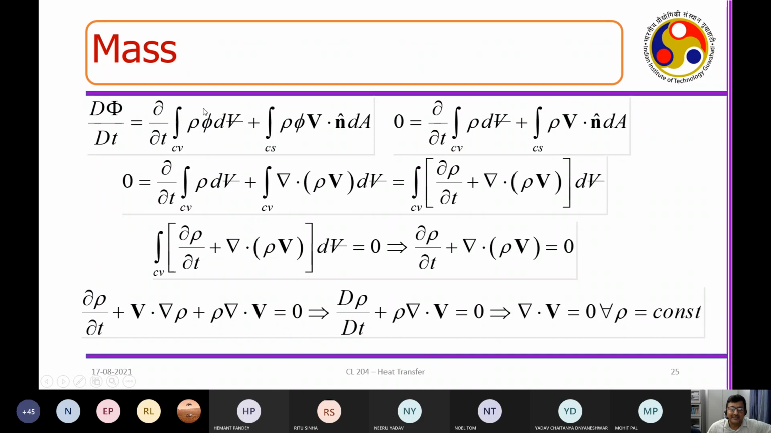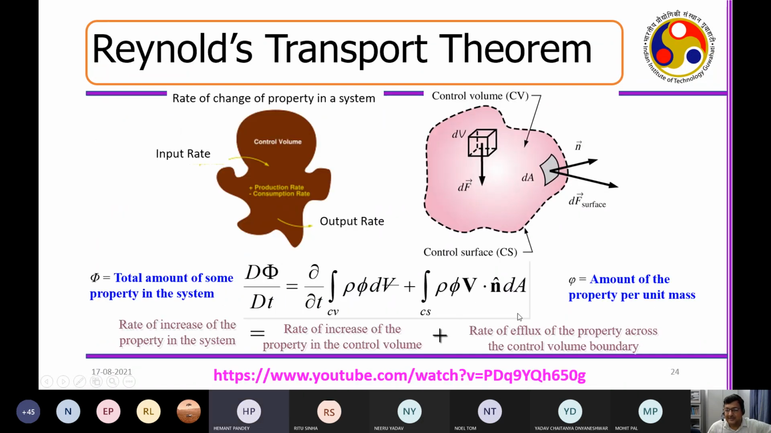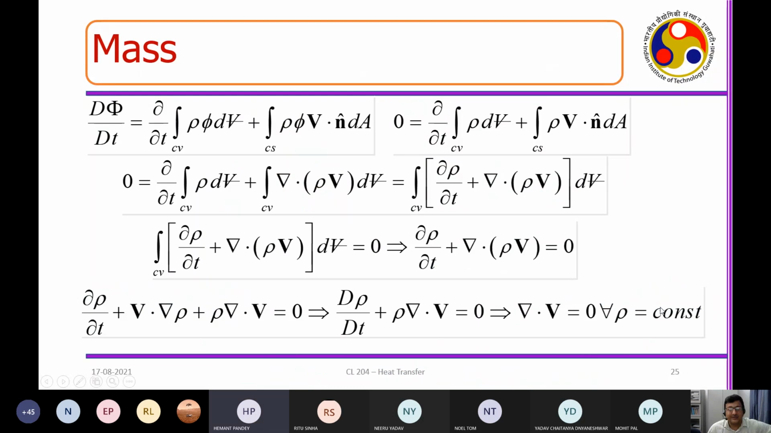What will be my small phi? Small phi is per unit mass, right? So what is my small phi? Small phi is 1, right? So if I put small phi to be 1 here, this is my Reynolds transport equation. That Reynolds transport equation modified to what?